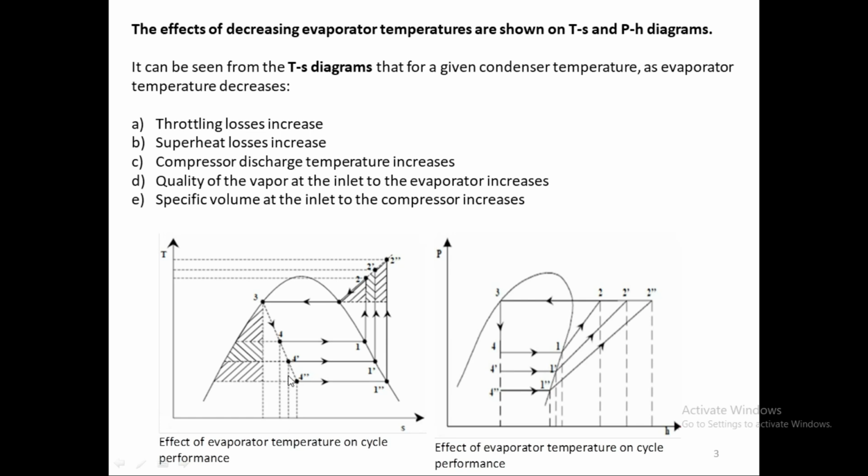If you look at the area under 4 dash to 1 dash, you can see that the area under this line has reduced. So the cooling produced is reduced. And if we go further down, there will be further throttling loss, so the cooling will keep reducing. So that's one of the losses.